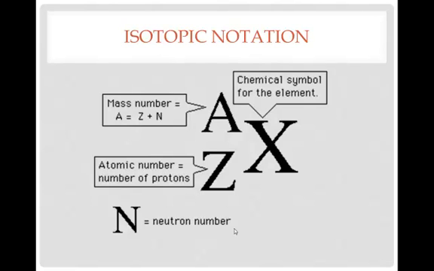So now we're going to talk about isotopic notation. So doing isotopic notation, what you're going to do is you're going to have a chemical symbol, that's our X, and then you're going to have your mass number. Your mass number is your neutrons plus your protons, and then you're going to have your atomic number, which is your protons. Okay? So that's how you're going to represent your isotopes.